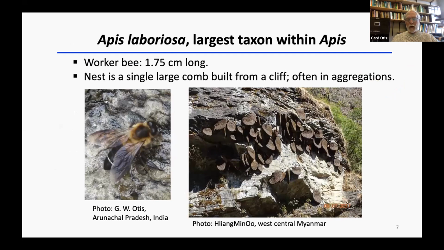So here's the bee. Sakagami called it the world's largest honeybee. It is big. It's a spectacular bee with these lovely golden hairs on the thorax and the black abdomen with white abdominal stripes, which you'll see in some of the other slides. You can just see one stripe there. They typically nest, as I mentioned, in these inaccessible cliffs. This is the furthest south mainland Asia site, in west central Myanmar, with a large aggregation of laboriosa nests on this cliff. They build single combs, as do all the giant honeybees. But as you'll see, some of them nest solitarily and some nest in these aggregations.